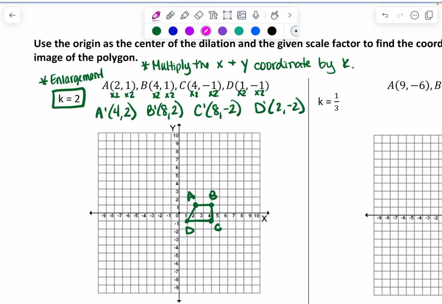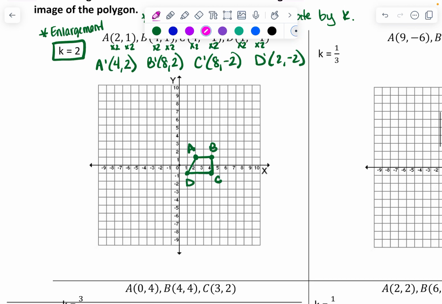And let's go ahead and plot these. I'm going to use a different color. So 4 comma 2, little overlap here, A prime. 8 comma 2 is going to be B prime. 8, negative 2 is going to be C prime. And 2, negative 2 is going to be D prime. And go ahead and connect them.